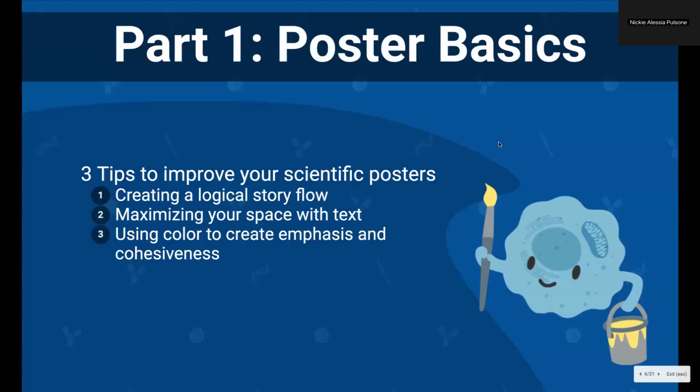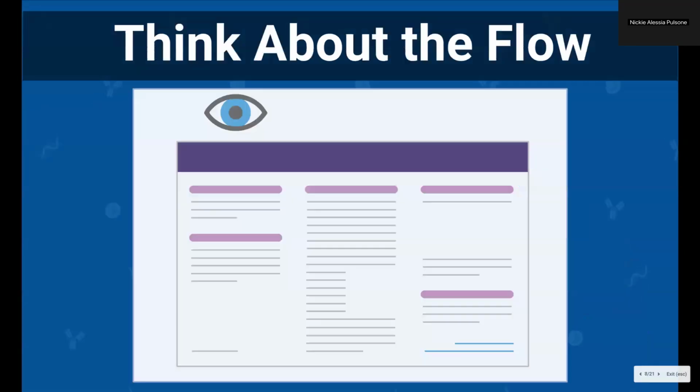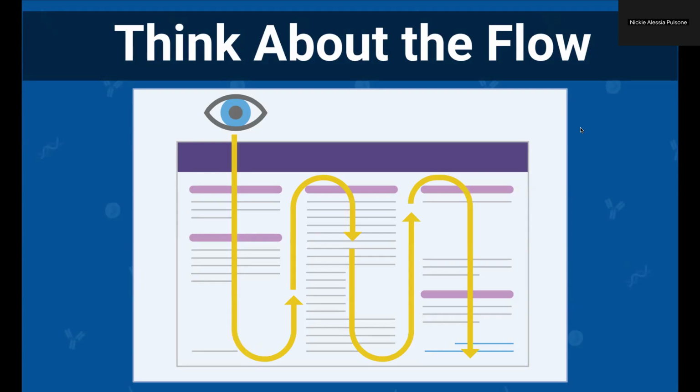So, one more time before we get into it, we're going to cover these three tips for your scientific posters. And we're going to begin with creating a logical story flow. Now, in terms of the flow of information, we recommend going from left to right and up and down, since this is just the direction that we read in most Western languages. This is generally standardized in posters, so we see this done well very often.